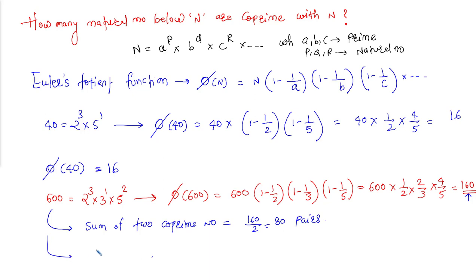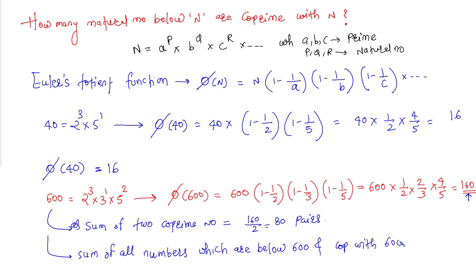And the second question is, the sum of all numbers which are below 600 and co-prime with 600. The answer of this question is, there are 80 pairs with addition 600. So the answer of this question is 48,000.